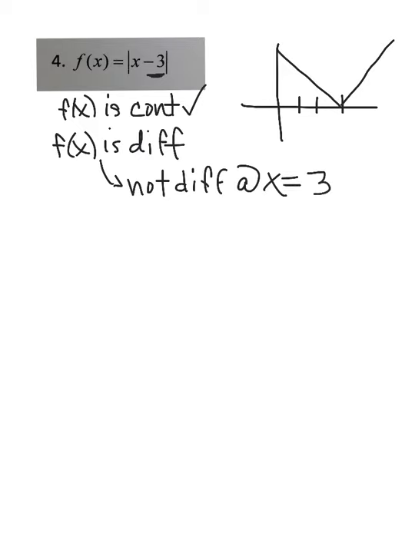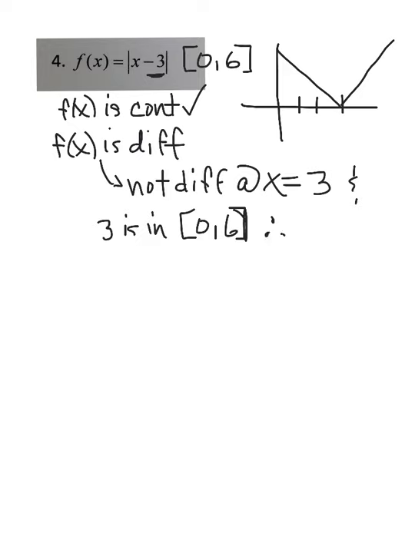All right, now, notice that I accidentally did not type in the interval. So this is supposed to be from 0 to 6. If you would put that in there, because otherwise we can't do this question. That just made you a happy camper because x equals 3 is in that interval and it's not differentiable. So if that's the case, not differentiable at x equals 3, and 3 is in this interval from 0 to 6. Therefore, mean value theorem can't apply.